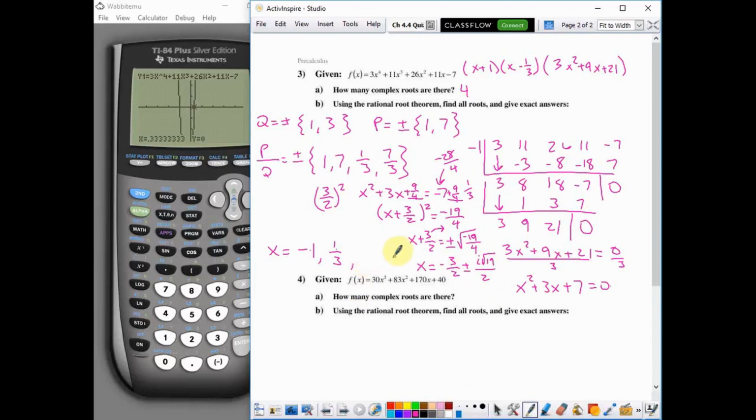And normally I'd like to split that up into two separate roots here, but I'm going to run out of space really fast, so I'm going to just write them as one with a plus or minus that represents both. Negative 3 halves plus or minus i root 19 over 2.